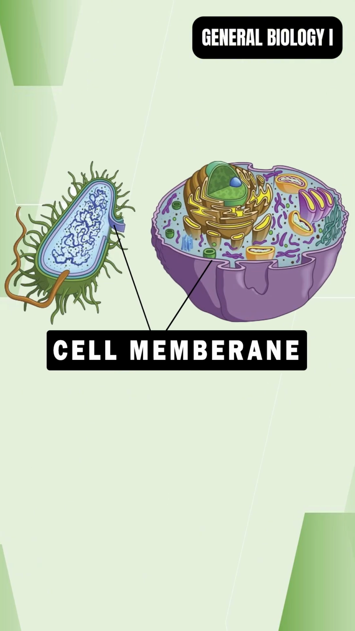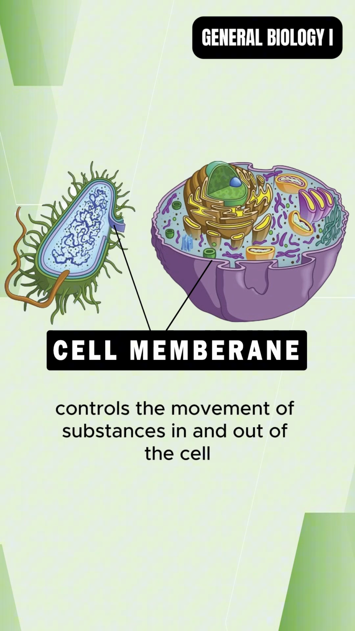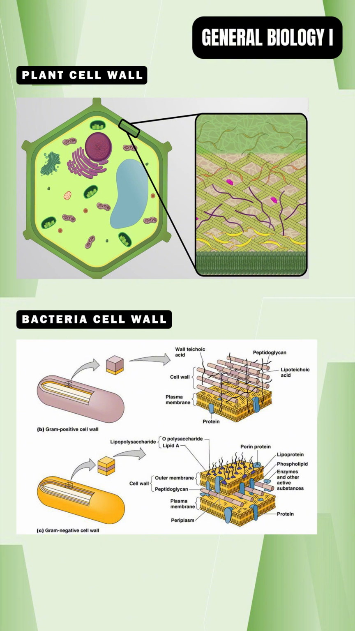Both eukaryotic and prokaryotic cells have a cell membrane that controls the movement of substances in and out of the cell. Some eukaryotic cells, particularly plant cells, also have a cell wall, which provides additional support and protection. Prokaryotic cells typically have a cell wall, but its composition is different from that of eukaryotic plants. In bacteria, the cell wall is made of peptidoglycan, a unique compound not found in eukaryotes.